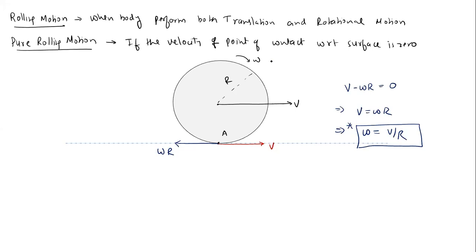Okay, the angular velocity omega is equal to V by r. This is the particular condition for pure rolling of the body. I hope you understand this. Yes or no? See, what is pure rolling? Pure rolling means that the velocity of the point of contact with respect to the surface is 0.